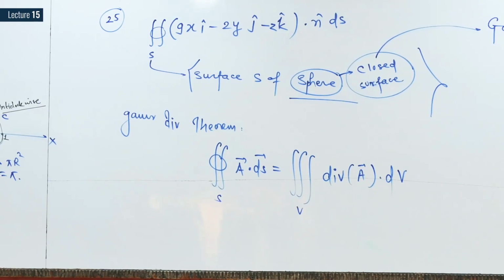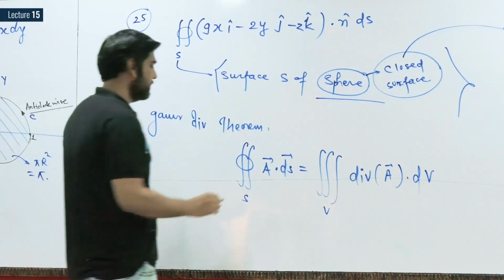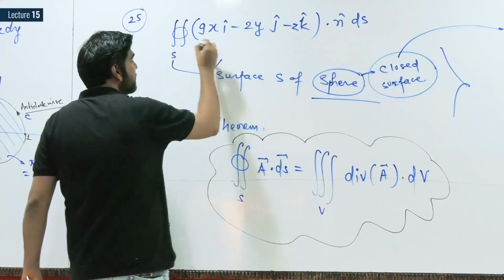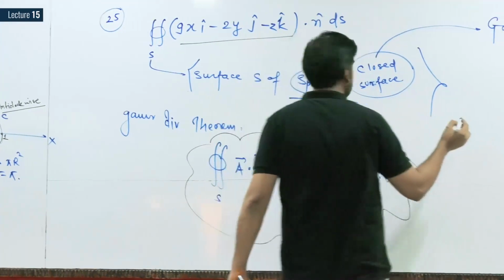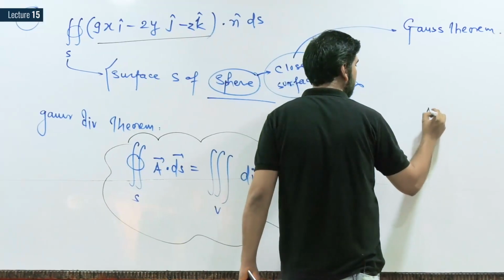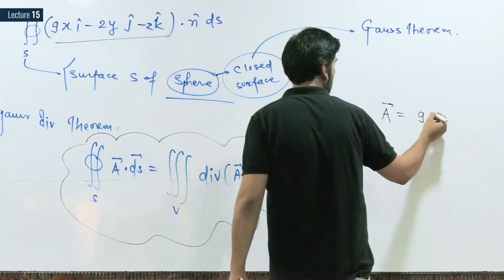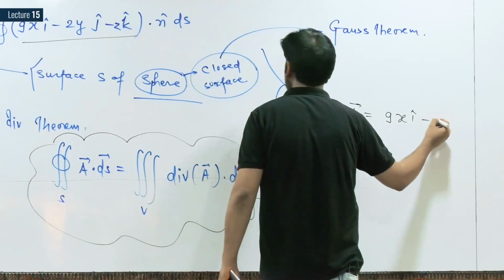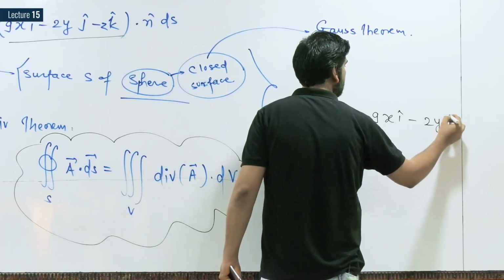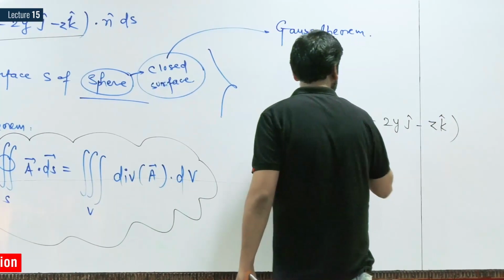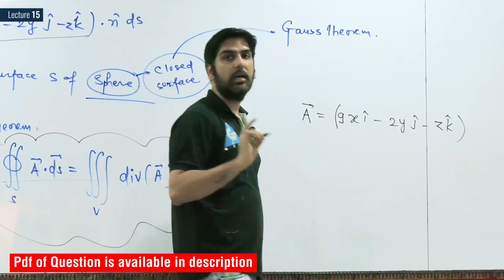I am changing the color. Now we need to evaluate the divergence. So what is the vector for which we need to find the divergence? This is nothing but our vector. So let us have this vector: A is equal to 9x i cap minus 2y j cap minus z k cap. So let us have the divergence.